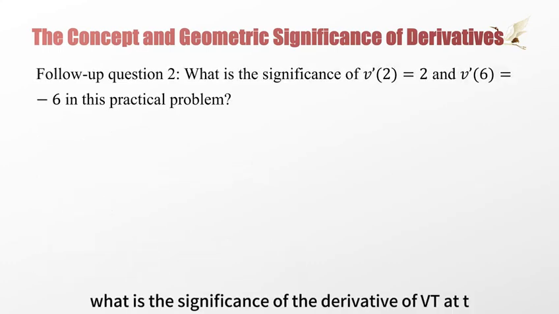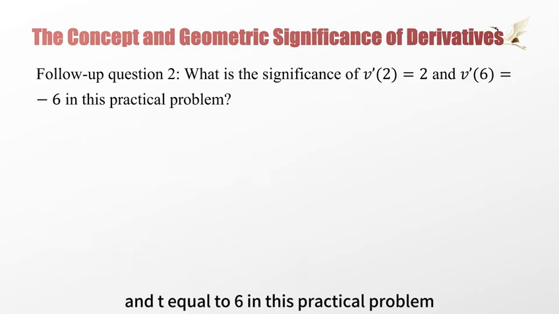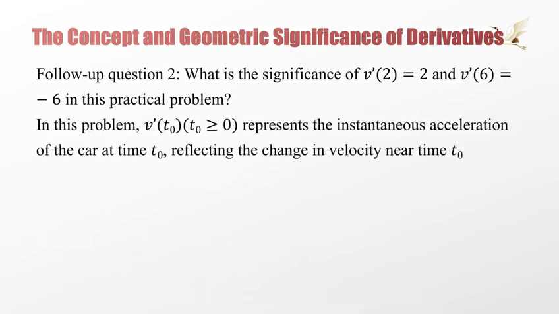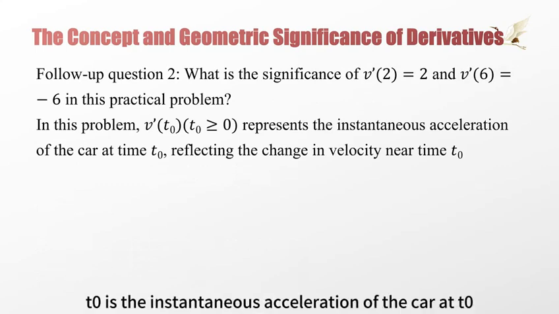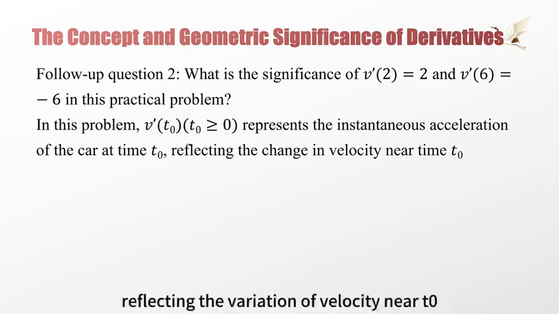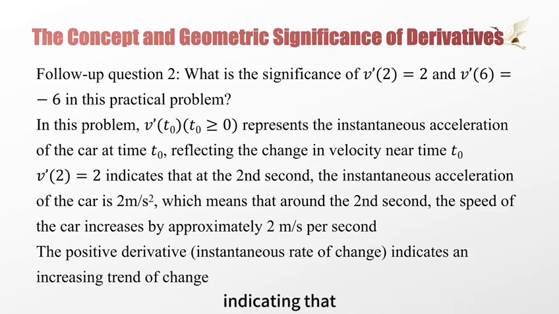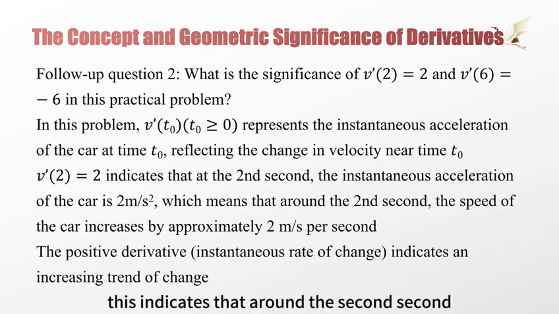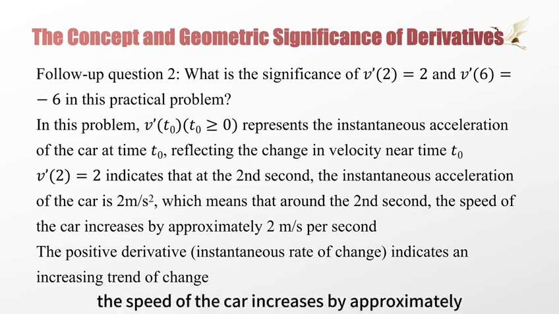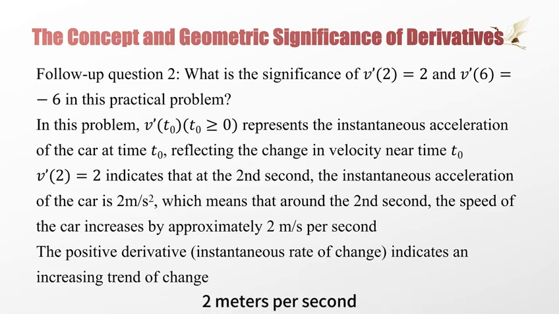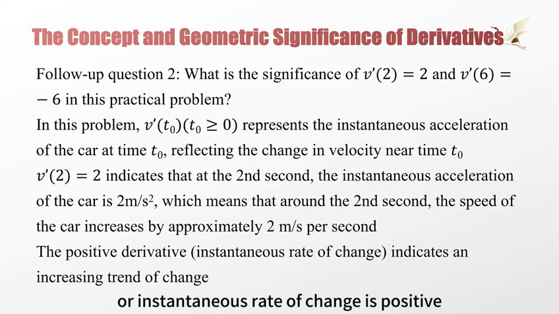What is the significance of the derivative of v(t) at t equal to 2 and t equal to 6 in this practical problem? In this question, the derivative of v(t) at t equals t0 is the instantaneous acceleration of the car at t0, reflecting the variation of velocity near t0. Specifically, the derivative of v(t) at 2 is equal to 2, indicating that the instantaneous acceleration of the car at the 2nd second is 2 meters per second squared. This indicates that around the 2nd second, the speed of the car increases by approximately 2 meters per second. The derivative or instantaneous rate of change is positive, reflecting an increasing trend of change.